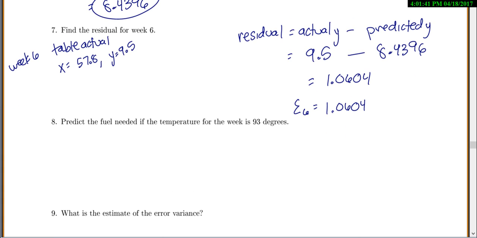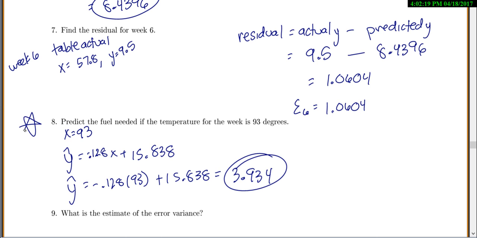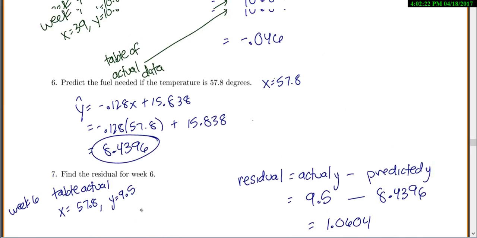Let's see, next, let's predict the fuel needed if the temperature of the week is 93 degrees. So x equals 93. So we just plug everything in. The equation of our line is negative 0.128x plus 15.838. So we just plug in x equals 93. So our predicted value, once I plug it in, is 3.934. Now this is kind of a special one that I want you to look at. This was for a temperature of 93 degrees.